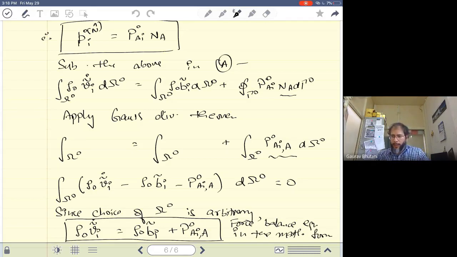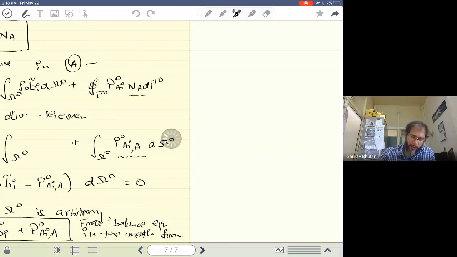All right. Now this is for a general case where the body is accelerating or parts of the body are accelerating. For the case of equilibrium, which is a special case, the left hand side becomes 0 because vi tilde dot is 0. There is no acceleration. Okay. So we'll take a special case.